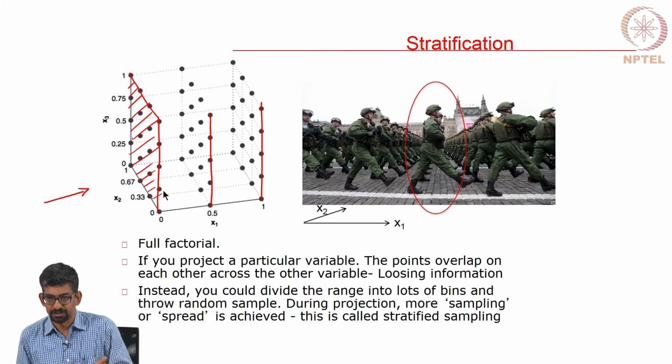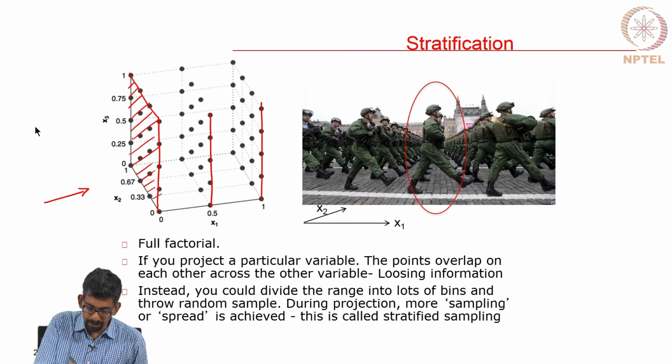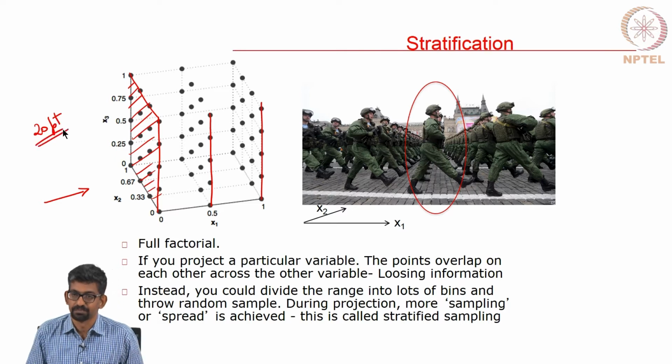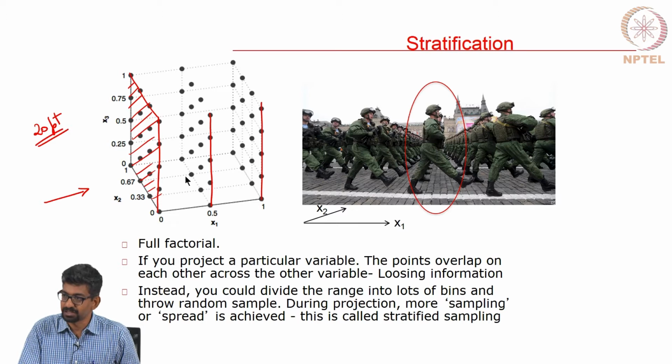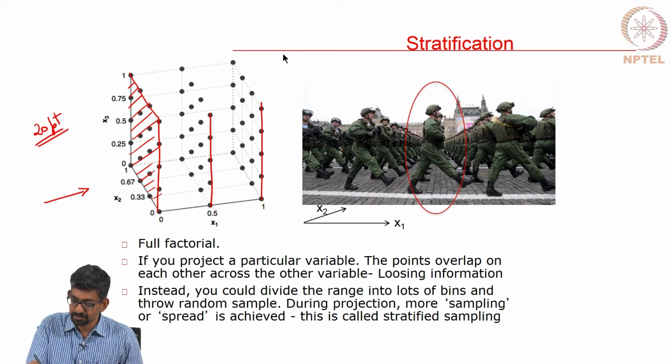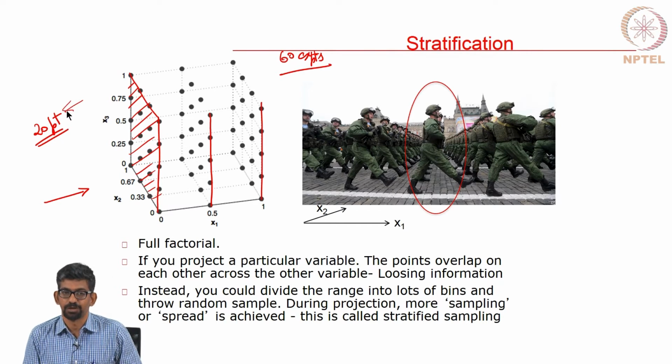When you take a projection of x2 and x3, you are taking only 1, 2, 3, 4 times. So, 20 point information only you are having. When you take a projection, only these 20 points come, but how many experiments have you conducted? At each of these design points, you are conducting an experiment. You have conducted 60 experiments. In total, I have conducted 60 experiments, but when I take a projection, how much information am I getting? I am getting only information corresponding to 20 points.